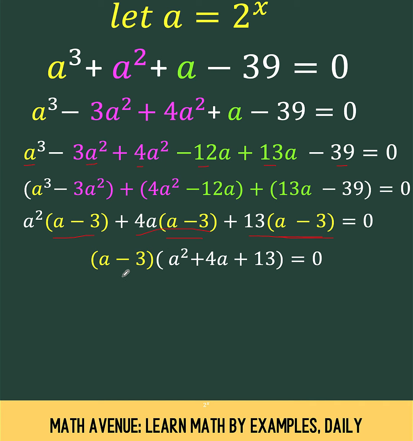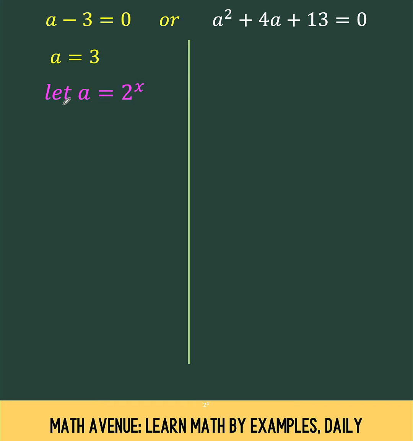So we have here 2 factors whose product is 0. That means each of these factors is equal to 0 from the zero product property. And for the first equation, we now solve for a to be equal to 3. And for the second equation, we have here a quadratic equation. Now, we know that from the variable substitution, we let a be equal to 2 raised to x. So let's compute first the first equation, substituting 3 for a to arrive at 3 equals 2 raised to x.